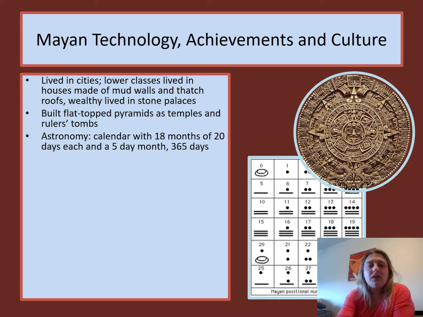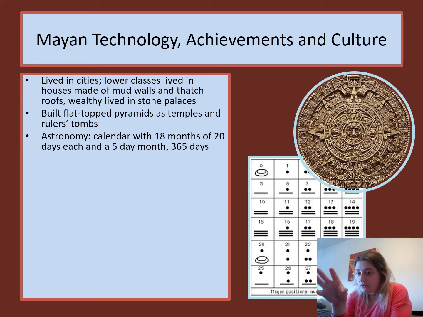So you can kind of see in this first bullet point where people lived, and how the temples were also rulers' tombs. But one reason that calendar was inaccurate is because we have 12 months in a year. The Mayans had 18. We have 30 to 31 days minus February in our calendar, but their months were only 20 days each, and a 5-day month. So it was 365 days, but it was just laid out differently.